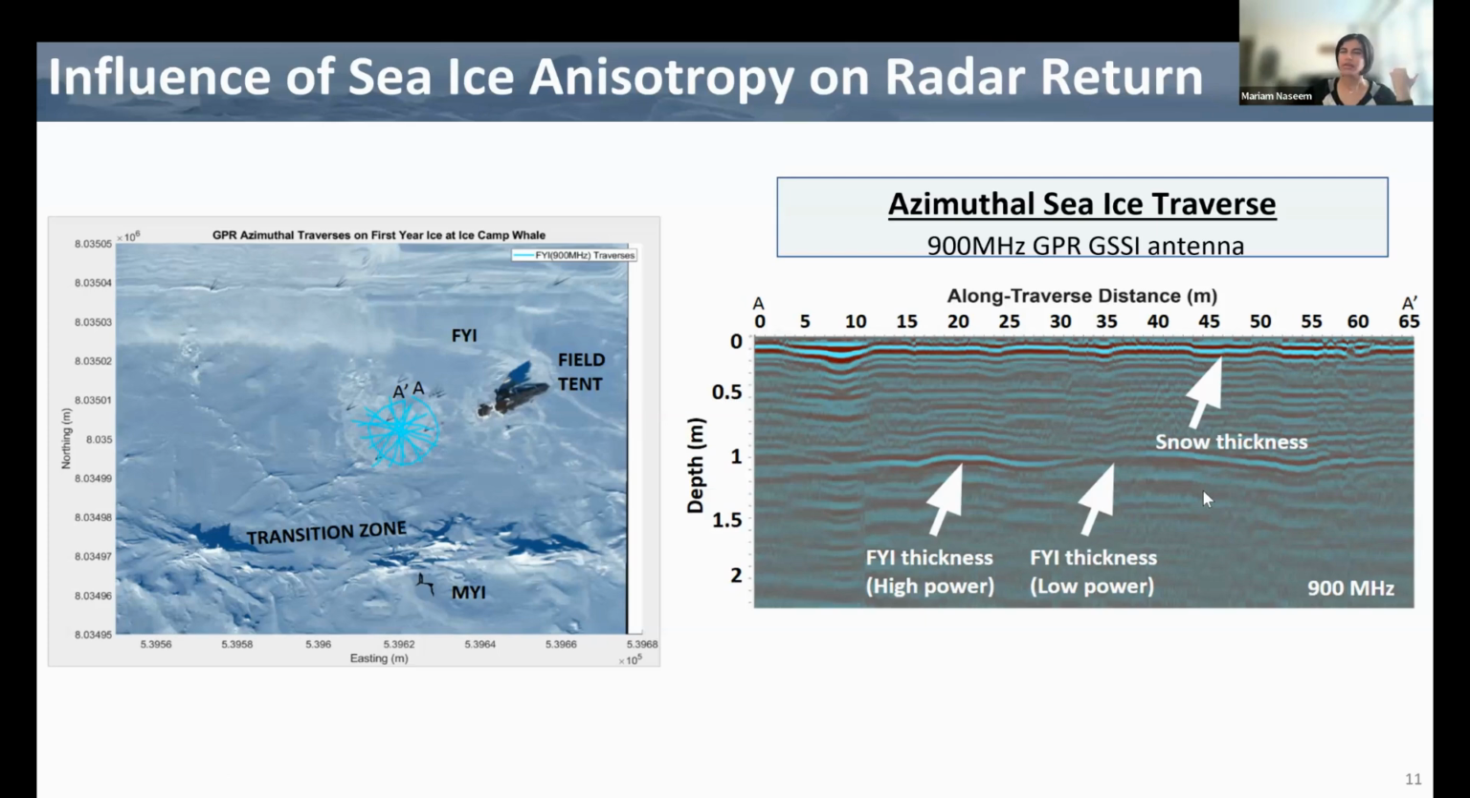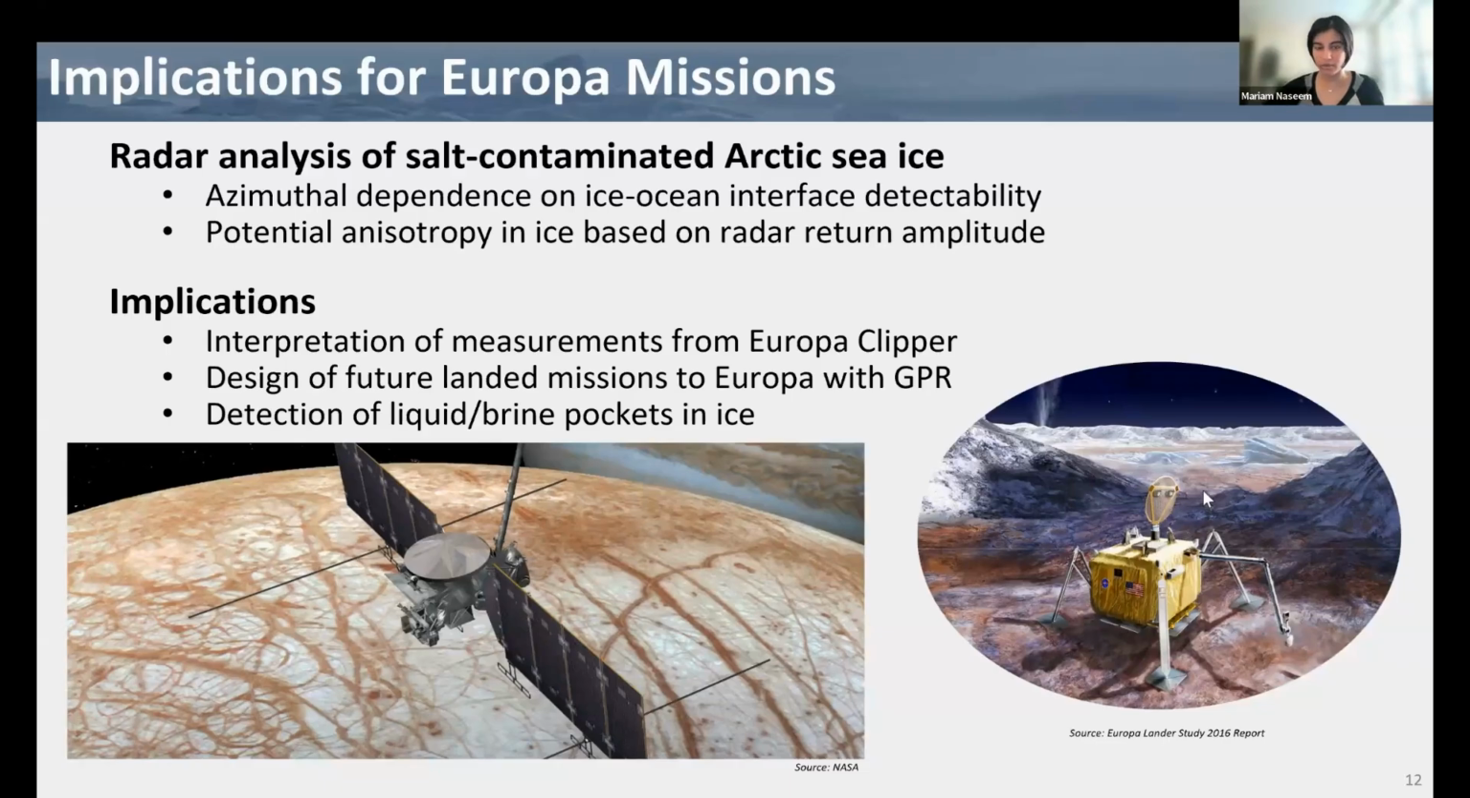And now we'll talk about the implications of all of this. So you heard a lot about the Arctic and fieldwork out there. How might this relate to Europa again? We talked about Europa having quite a big ice shell, kilometers thick by some estimates. We believe that ice shell is also salt contaminated, something I initially talked about.